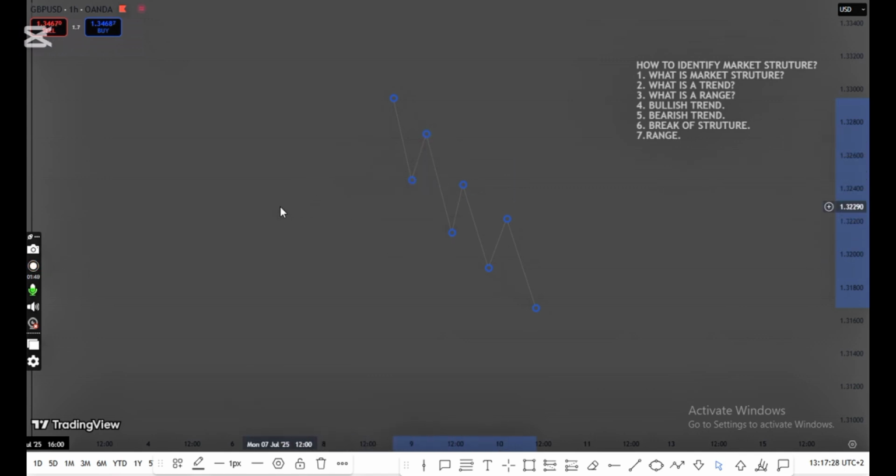So market structure, as we explained earlier, we said that it is a series of price movement creating highs and lows.